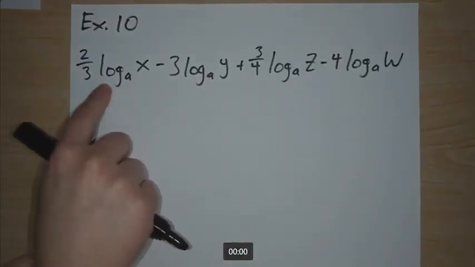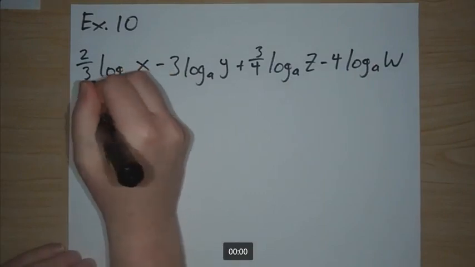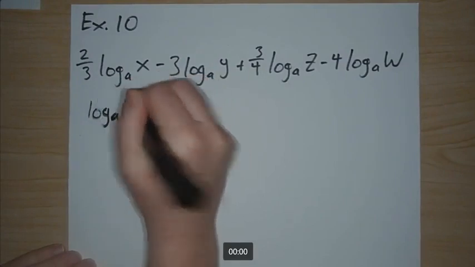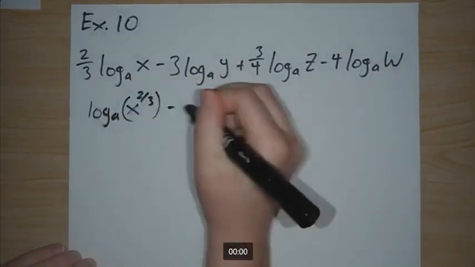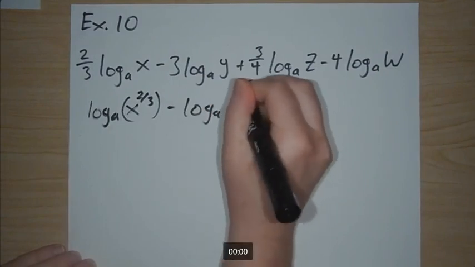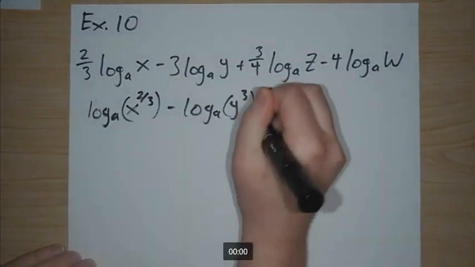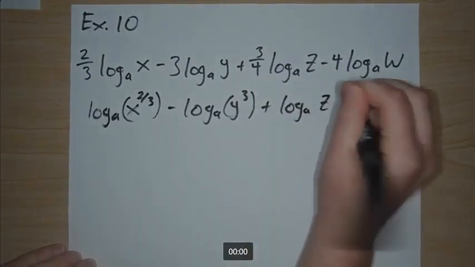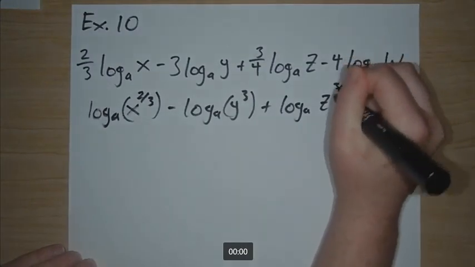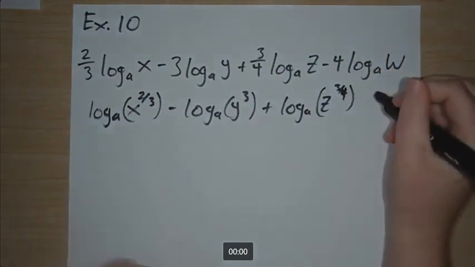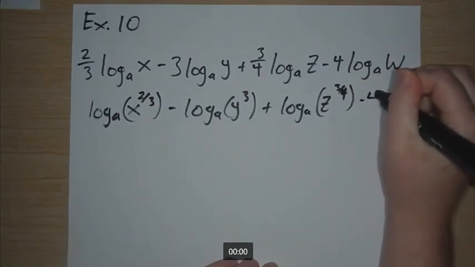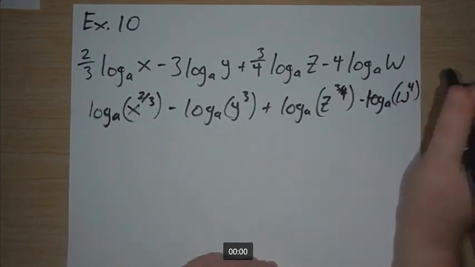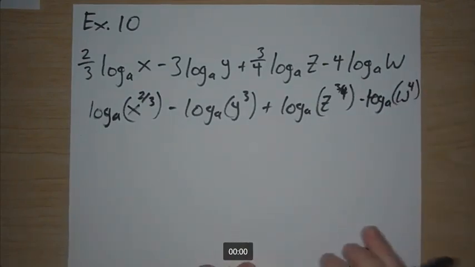So for the first one right here, we have 2/3 times log a of x. This is the same thing as log a of x to the 2/3. Same thing for this. We have a minus, we have a log a of y to the third. We moved this 3 to the exponent form. Same thing for here. We have log a of z to the 3/4. It's a 4, not a 9. Okay. And then same thing for this one, where we have minus log a of w to the 4th. So we've used the power rule to condense it a little bit.